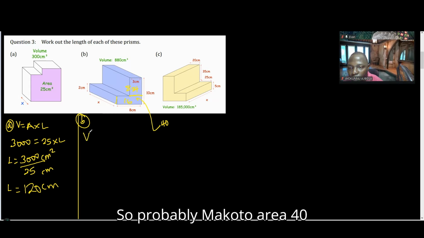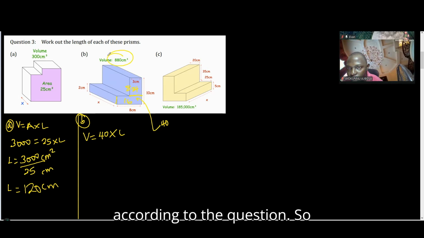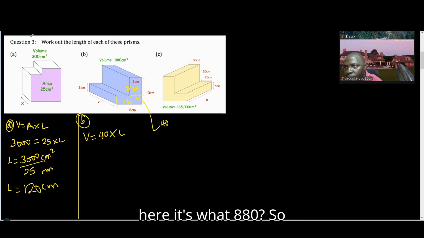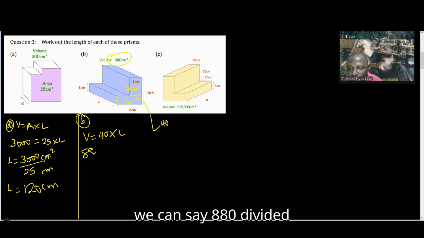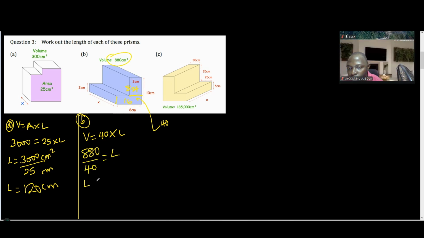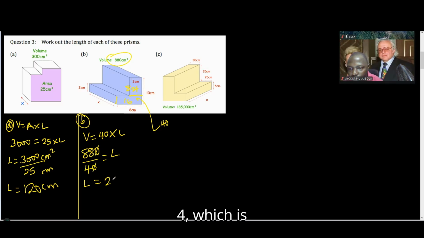So volume equals area 40 times length. Volume is 880 according to the question. So here volume was 3000, but here it's what? 880. So we can say 880 divided by 40 equals the length. So the length is 88 divided by 4, which is 22 centimeters.